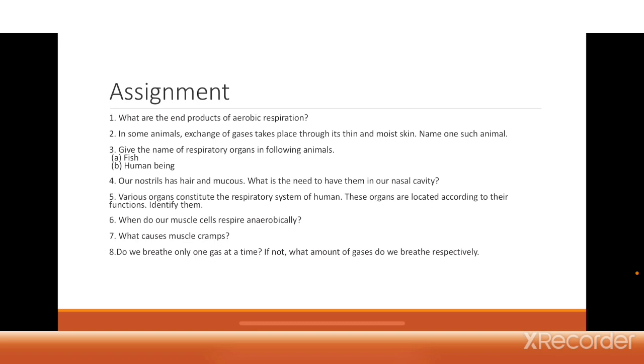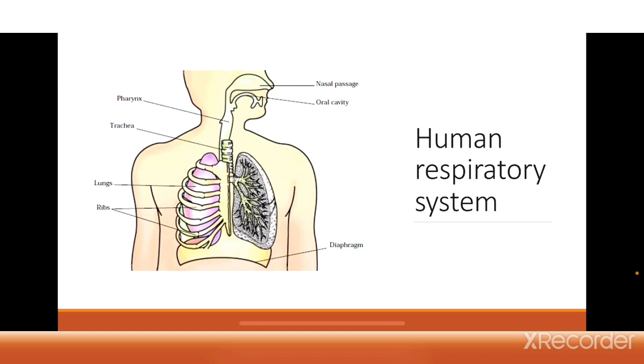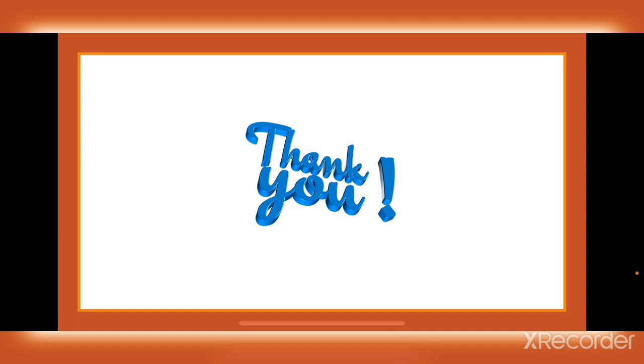This is the assignment of the chapter. You have to try these questions in your fair notebook of science. This is the diagram of the human respiratory system. You have to draw this diagram in your fair notebook and label it properly. Always draw diagrams using a pencil and scale whenever needed.